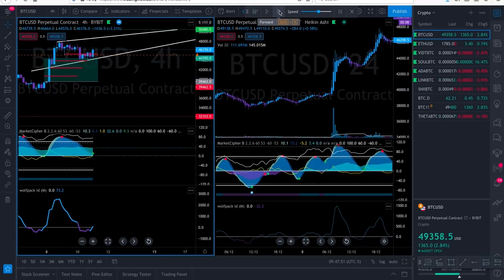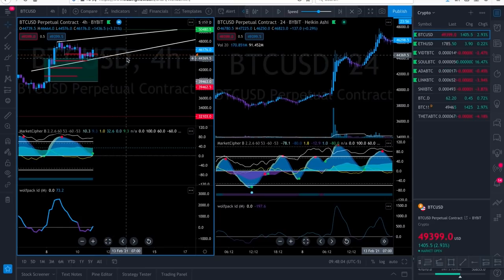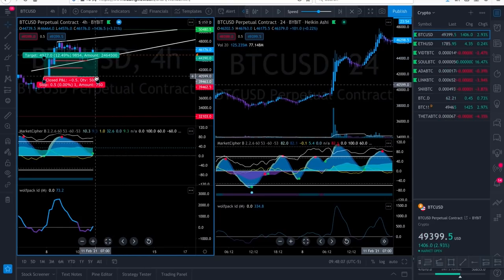Okay, so obviously we printed a red dot up here on the 4 hour, and then later on over here we crossed under. So I probably would have exited this trade right here. That's just me. That's just the way I would do it. But this is how you're going to backtest.